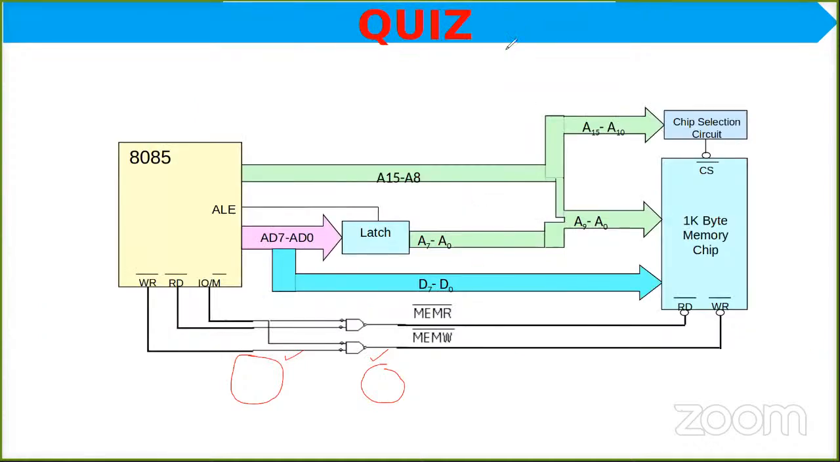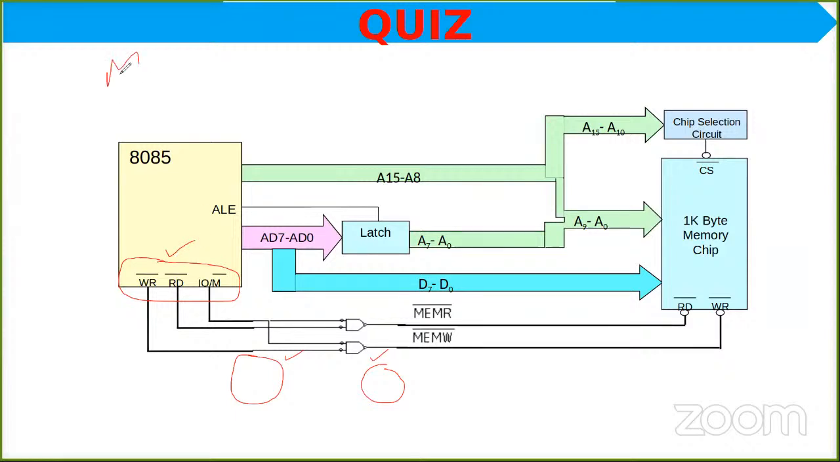So what actually happens is that when we write the program, we write the program in such a way that, okay, I need to read some data or write some data. So based on that program, understand this, based on that program which you're writing, the CPU will itself decide what is to be done with these 3 pins.